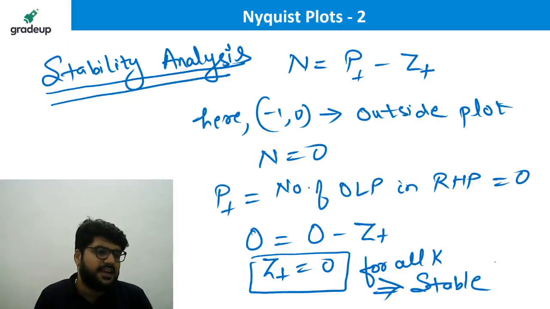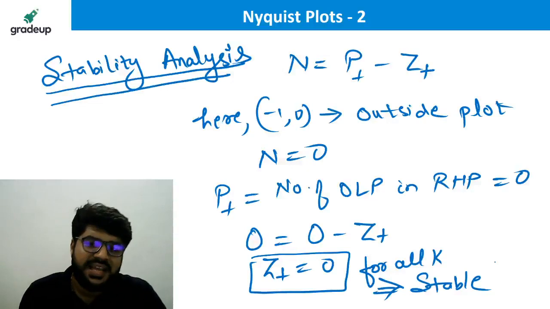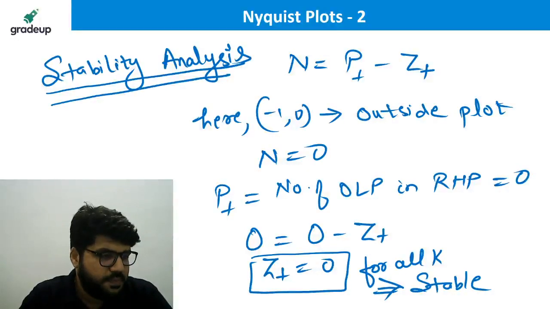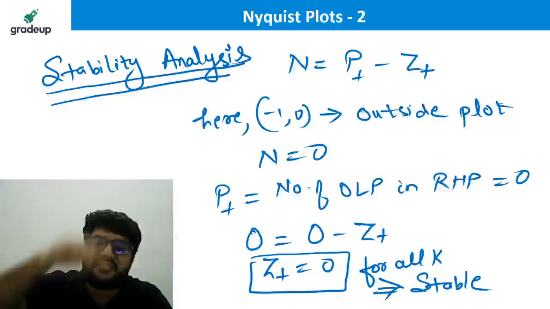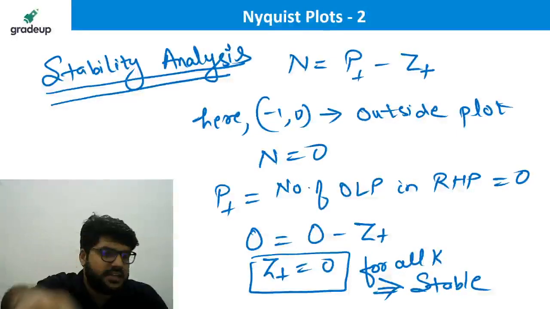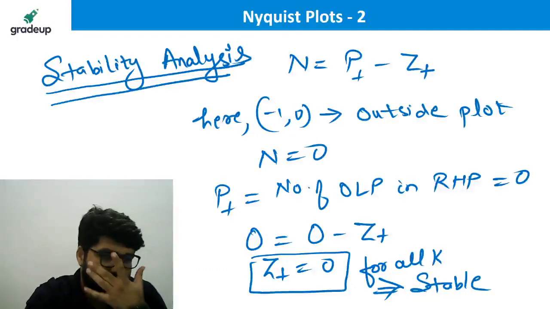That is what we needed for stability, right? What did we want for stability? That Z plus should be 0, and here Z plus is equal to 0. Z plus is the number of roots of the characteristic equation, and if there is no root of the characteristic equation in the RHP, the system is stable.